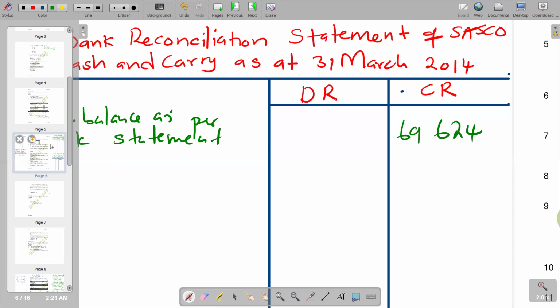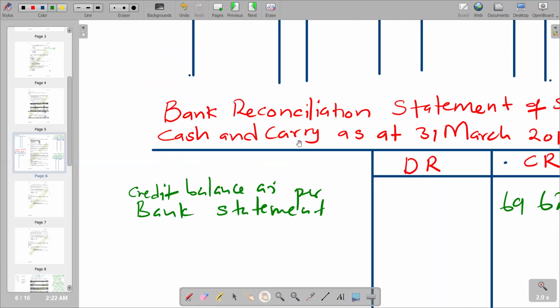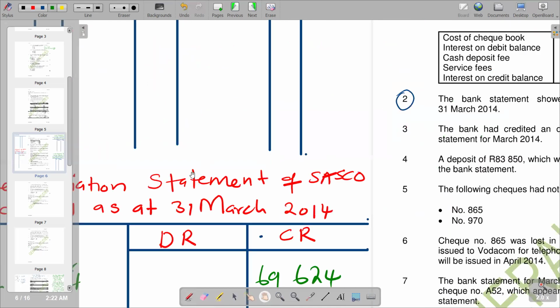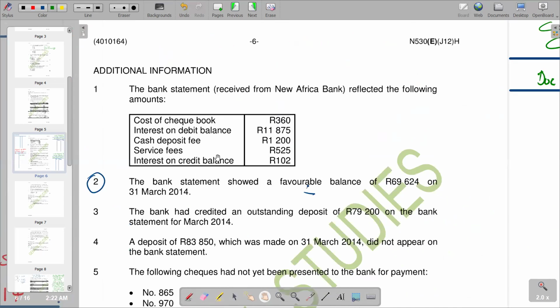So we can now go to the adjustments. For the adjustments, we'll go to additional information. That's where we are going to have the instructions in terms of the adjustments. So we start with adjustment number 1. We read it, and then we try to see where we should post that adjustment according to the documents that we have: the bank reconciliation, cash receipts journal, and cash payments journal.